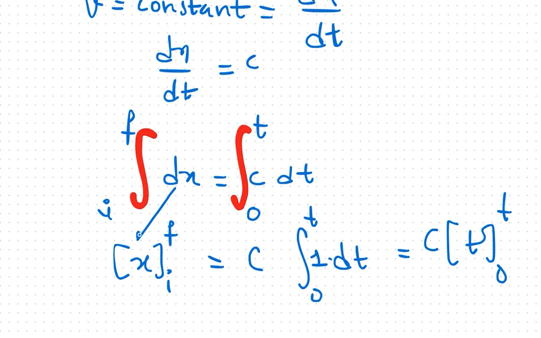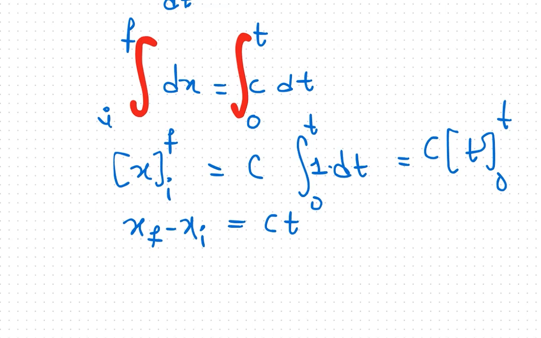dx gives x. One other way to look at it is that integration and differentiation are opposite. So integration nullifies the differentiation, and x will be remaining. So xf minus xi, which is displacement, is equal to c into t, for constant velocity.